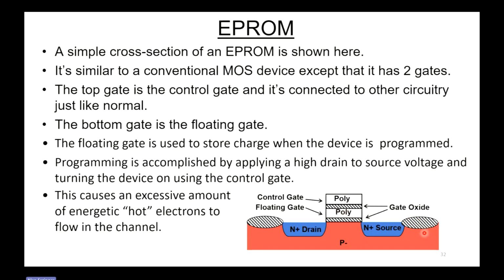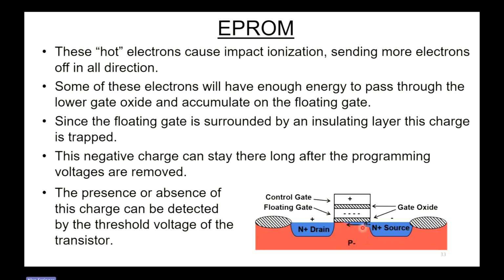And programming is accomplished by applying a high drain to source voltage and then turning the device on using the control gate. This causes an excessive amount of current to flow. It creates what's called hot electrons, very energetic electrons, because you have a high electric field between the source and drain. So you get a lot of electrons flowing here, and these hot or energetic electrons cause impact ionization, sending more electrons off in all directions.